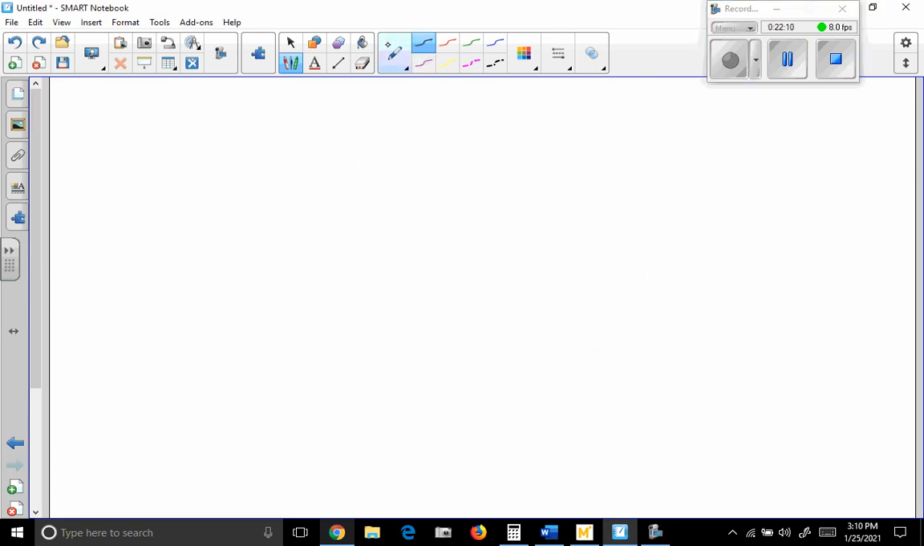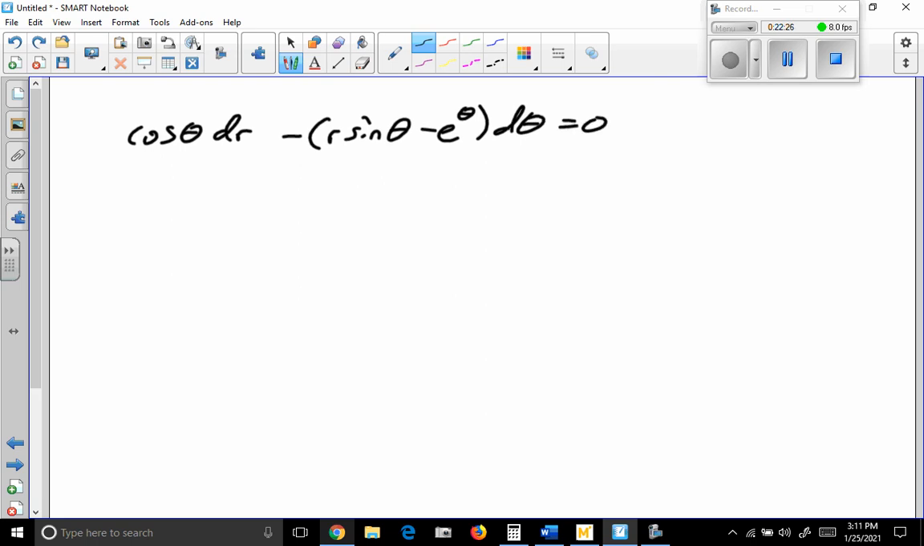So let's take a look at cosine theta dr minus parentheses r sine theta minus e to the theta d theta equals 0. So if it's going to be exact, it has to fit M dx plus N dy equals 0. It has to be in this format.